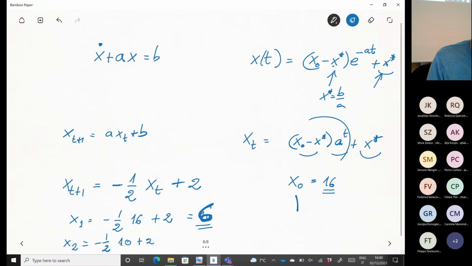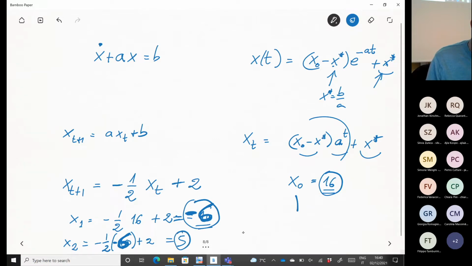X2 is equal to minus 1/2 times 6. Okay? This is minus 8 plus 2, minus 6. Okay? Is that clear? Minus 8 plus 2, minus 6. This is minus 1/2 times minus 6 plus 2. This becomes 3 plus 2, which is equal to 5. Okay? So it starts from 16. It jumps down to minus 6. Then again up to 5.